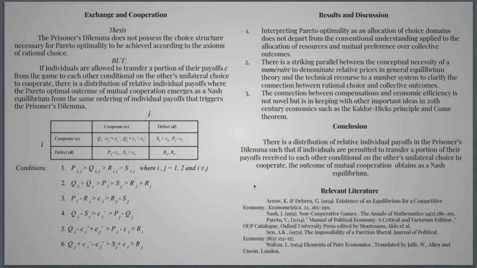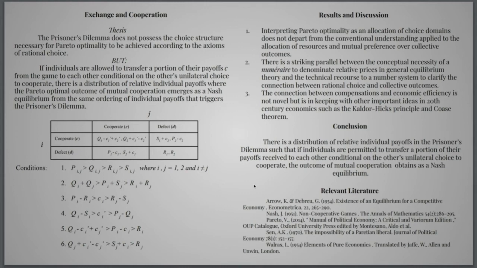And to explore this suspicion, I modify the prisoner's dilemma with a compensation mechanism such that individuals are allowed to transfer a portion of their payoffs from playing the game to the other, conditional on the other's choice to unilaterally cooperate. And as a result, I discovered that there is a distribution of individual payoffs such that the Pareto optimal outcome and the Nash equilibrium coincide on mutual cooperation, given this modified prisoner's dilemma.